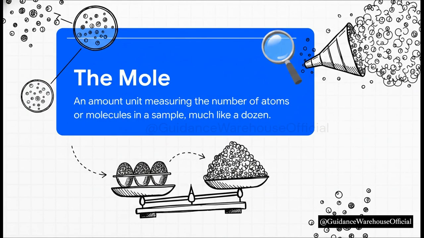Now, atoms are obviously too small to count or even see. To deal with this, chemists use a concept called the mole. Now, don't let the weird name confuse you. By definition, a mole is just an amount unit. Think of it exactly like the word dozen. When you say a dozen, everyone automatically knows you mean 12. When a chemist says a mole, they just mean a specific, incredibly large number of atoms or molecules. It's the ultimate bridge between the invisible microscopic world and the tangible macroscopic world that we can actually put on a scale.